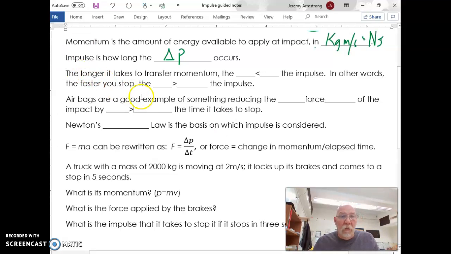All right, we've been looking at things through Newton's laws for this whole unit. Now we've got to figure out which one of Newton's laws applies to impulse. I'll give you a hint.